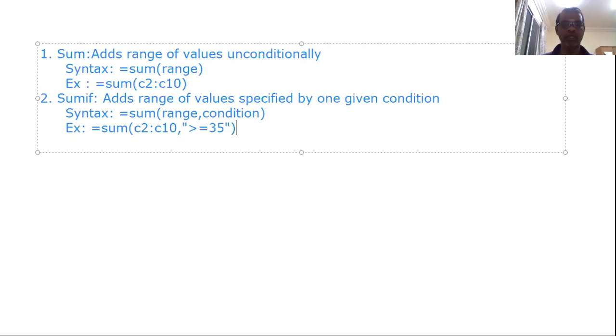See it here. It should be SUMIF, not SUM alone. SUMIF adds the range of values from C2 to C10 which are greater than or equal to 35. That means all the values lying between C2 and C10 that are greater than or equal to 35 will be added in this case.